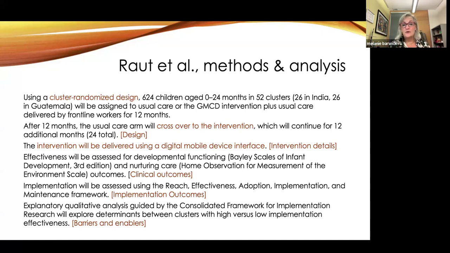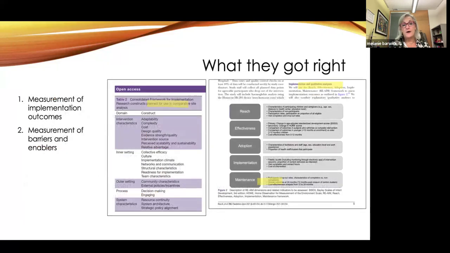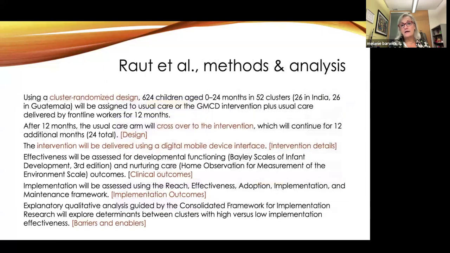So they did a cluster randomized trial. It's a crossover to the intervention. That's the design. They're using digital mobile device interface. They're looking at clinical outcomes. They're also looking at implementation outcomes, and they're also interested in identifying barriers and enablers. If it weren't for the fact that this intervention isn't more ahead of the game in terms of proven effectiveness, this might be a type 2 in the sorts of things that they're considering. But I think because it's early days for the intervention, they've made it a type 1.